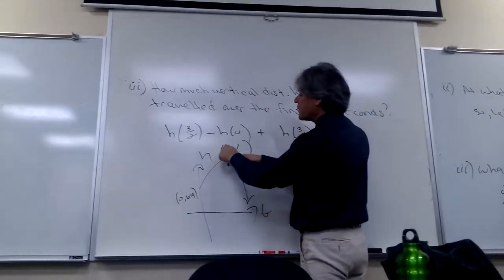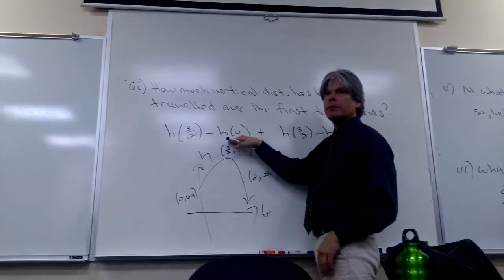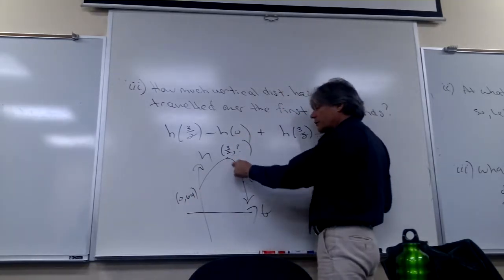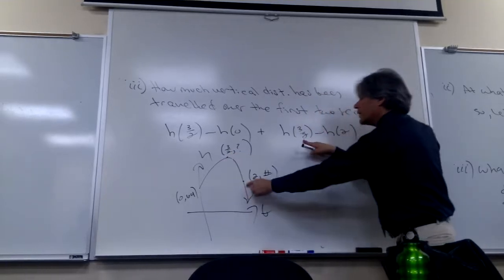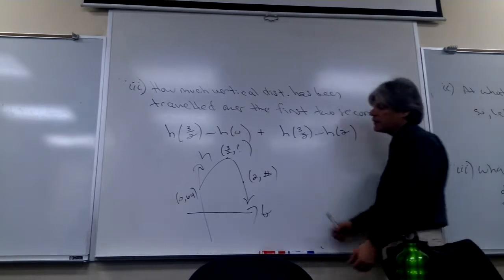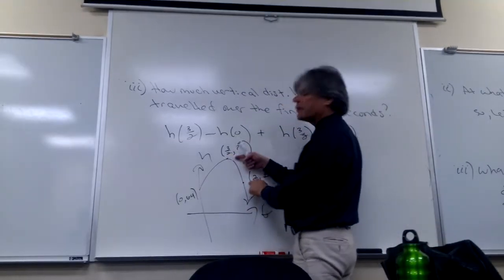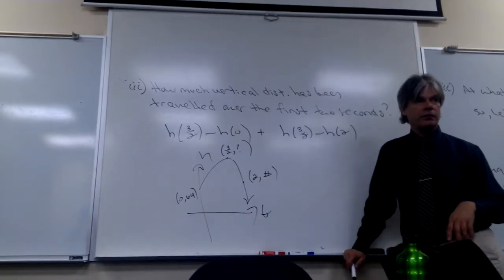But that's h of 3/2, there it is, minus h of 0, there it is, I know it's 64. Plus the distance traveled from here to here, the vertical deviation, but I think that's h of 3/2 minus h of 2. So I'm just taking into consideration this vertical distance plus this vertical distance. That's all I was doing.